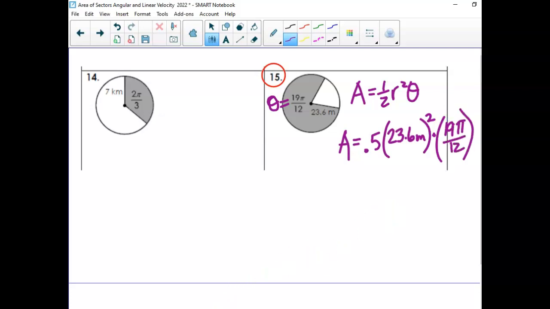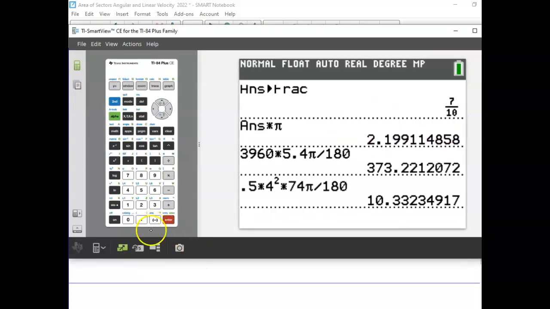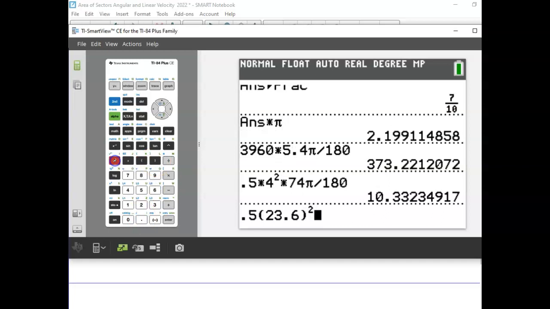Literally just typing. All right, was it 23 point? Thank you. And that was the radius. You got to remember to square it. Times 19 pi over 12. Thank you.